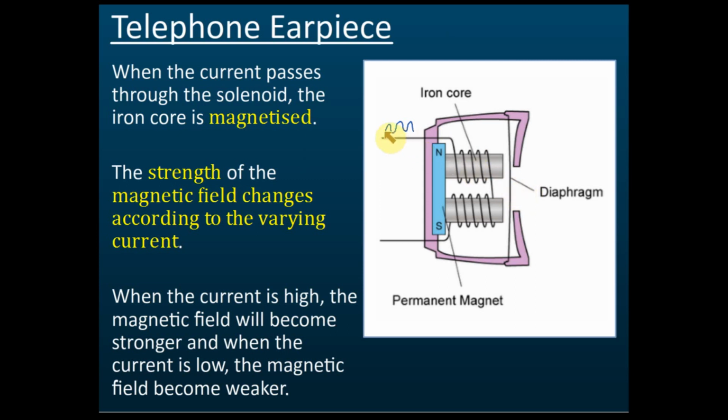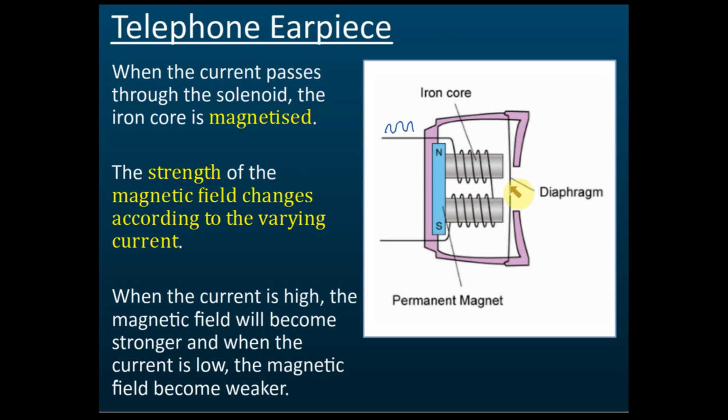And remember, the frequency of the current is the same as the frequency of the sound of your friend. Therefore, the diaphragm will also vibrate at the same frequency as the voice produced by your friend. This is not very loud, so you must put your ear very close to this earpiece. Then you can hear the voice of your friend. So that is how it works.